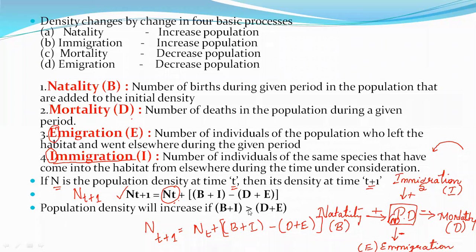Why do you think that population density will increase if B plus I, that is birth plus immigration, is more than D plus E, death plus emigration?